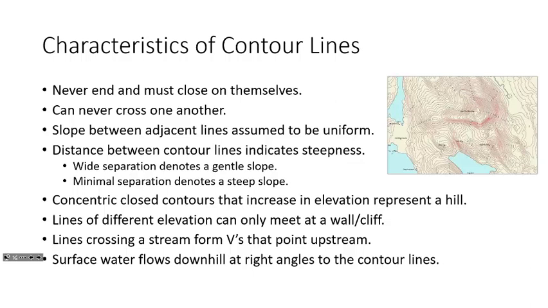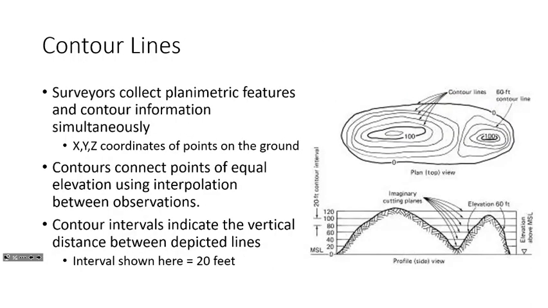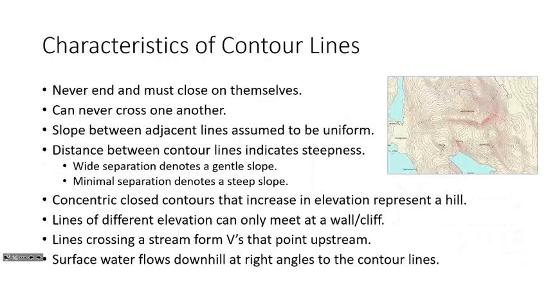If you have contours like this slide, where you have concentric rings closing together that increase in elevation, what does that represent? It represents a hill, right? If you had the opposite, concentric rings that were decreasing in elevation, that would represent a pond or a lake, right? Because then the land is doing this, and that's where the water is going to collect, okay?